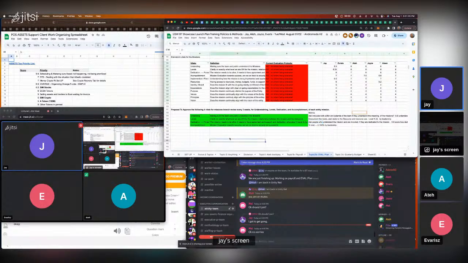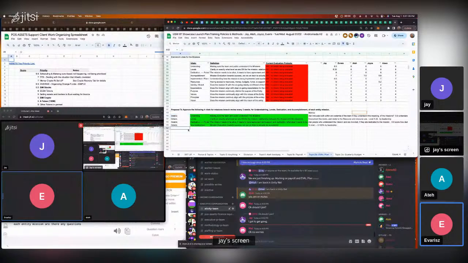Yes, Chair. So that would be the proposal. The proposal is to approve the following 4 vitals for missions branch every 3 weeks for understanding, levels, dedication, and accomplishment of each entity mission. Are there any questions? No question. Are there any concerns? No, none for me. Are there any objections?